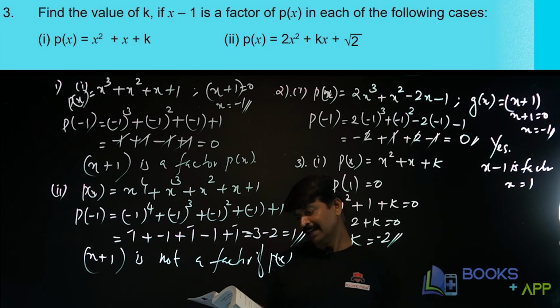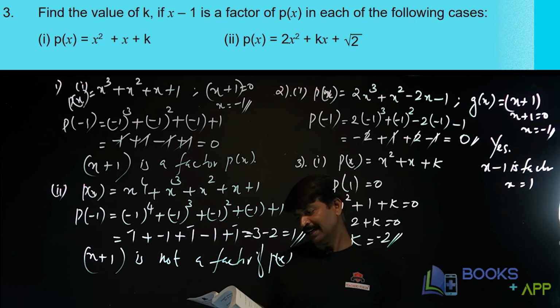You have to check, given that p of x is equal to 2x square plus kx plus root 2. It is given that x minus 1 is a factor. The same question. If x minus 1 is a factor, the remainder will be 0. What will p of 1 be equal to? 0, because x minus 1 is a factor. So, p of 1 will be equal to 0.